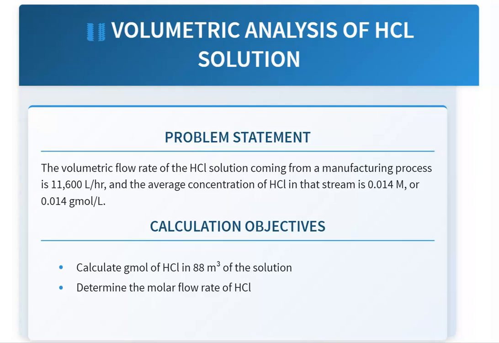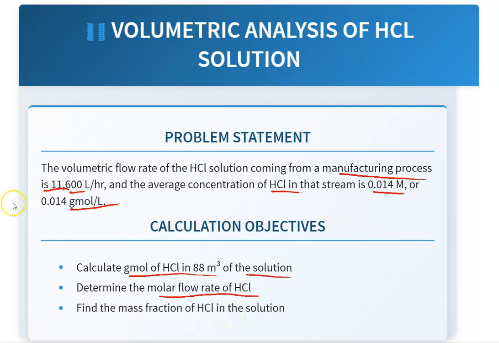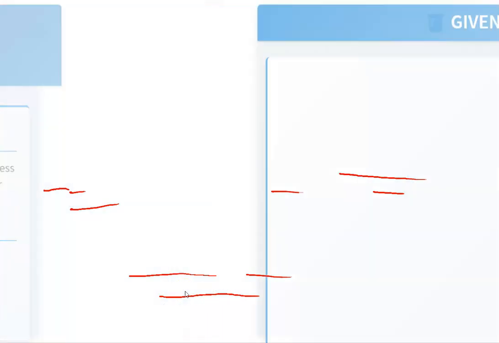Here is the problem statement. The volumetric flow rate of HCl solution coming from the manufacturing process is 11.6 liter per hour, and the average concentration of the HCl is 0.014 M or 0.014 gram mole per liter. Calculate the gram mole of HCl in 88 meter cube of the solution and determine the molar flow rate of HCl. And then find the mass fraction of HCl of the solution.